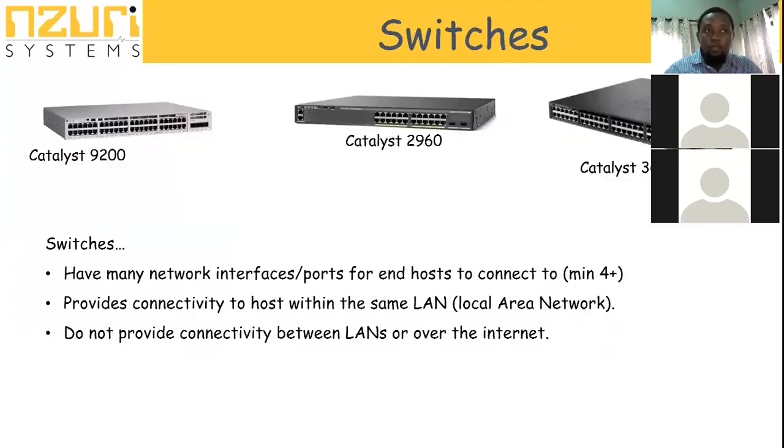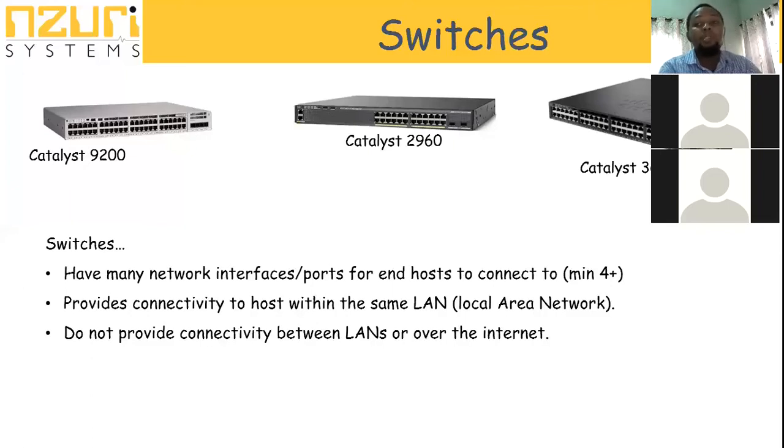Okay, so up there you see various types of Cisco switches. So that's your Catalyst 9200, that's a Catalyst 2960, and the Catalyst 3650. These are all different switches. As we proceed, we realize that we have different types of switches. So let me even speak of them.